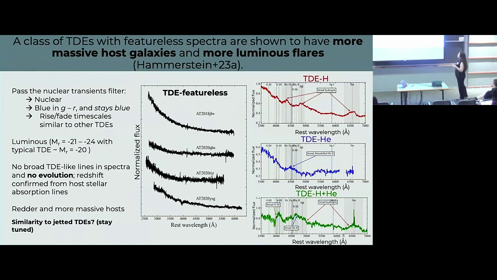Some of them do have host galaxy absorption lines, which is how we get the redshift. But yeah, they didn't have any sort of broad lines. They also didn't really show any evolution. So if you took a spectrum at earlier times, took a spectrum at later times, they were still pretty much featureless.